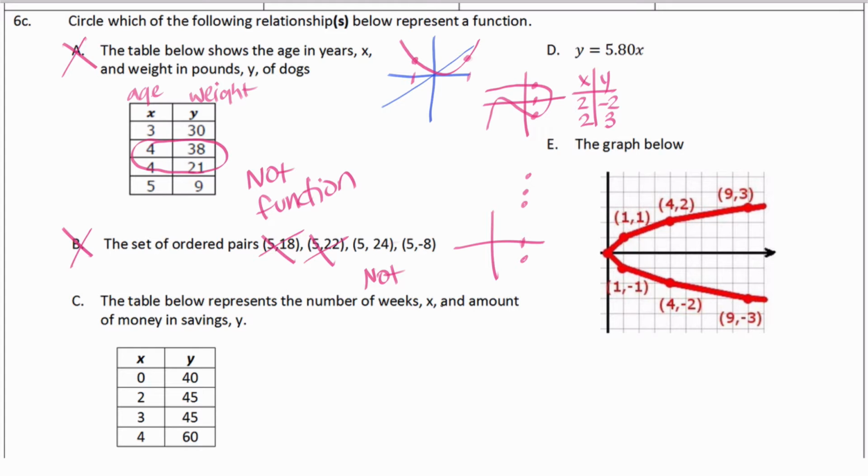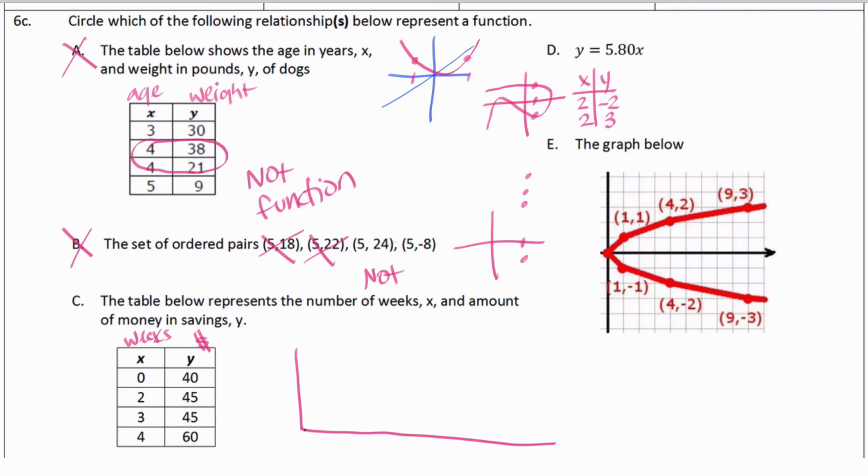The table below represents the number of weeks, x, that you have this amount of money in savings. At 0 weeks, I had $40. I started with $40. 2 weeks later, I had $45. 3 weeks later, I still had $45. 4 weeks later, I have $60. Now that's perfectly fine. That is a function.